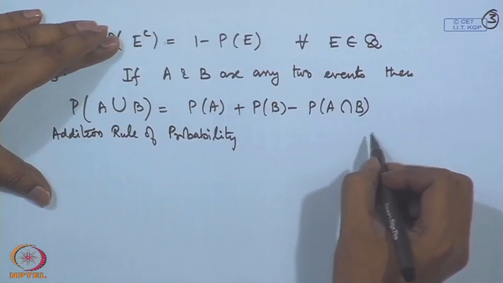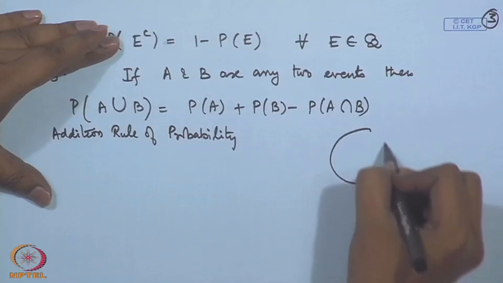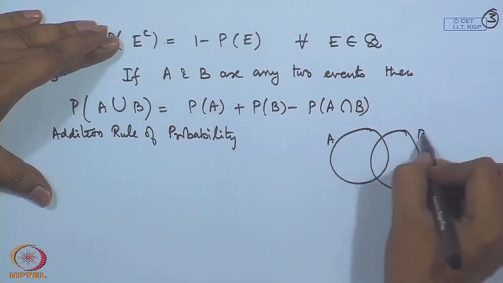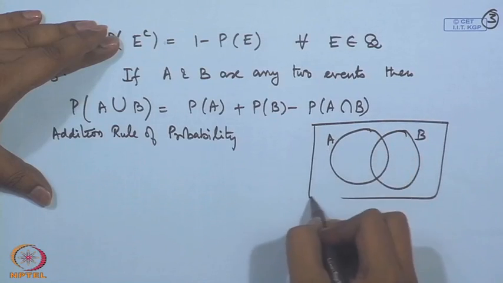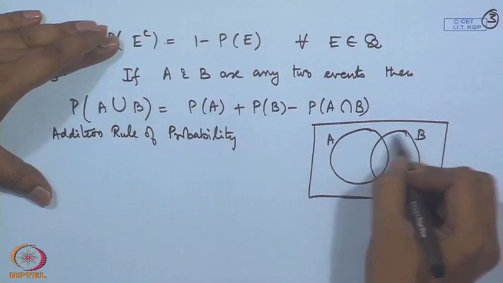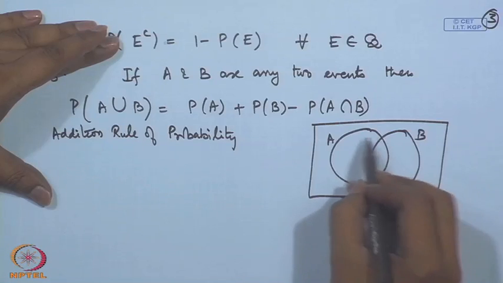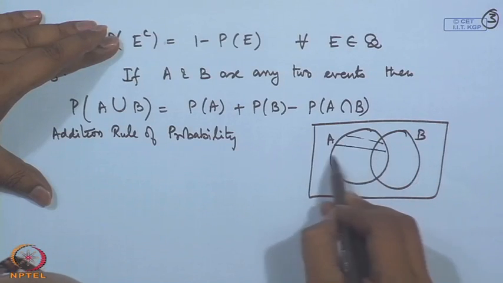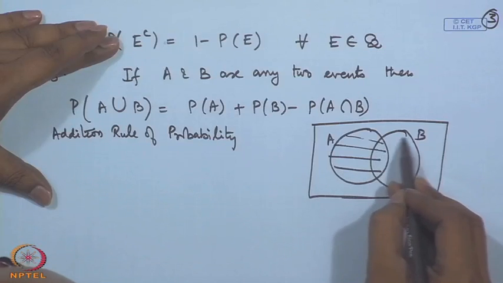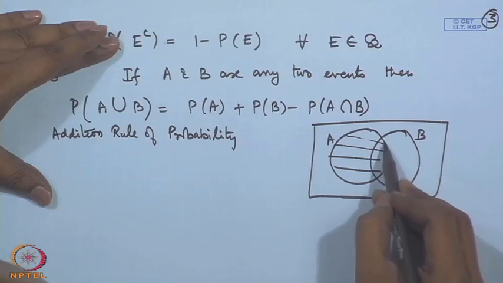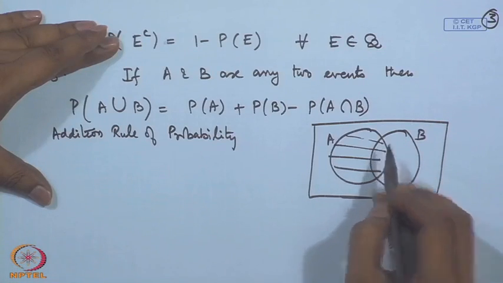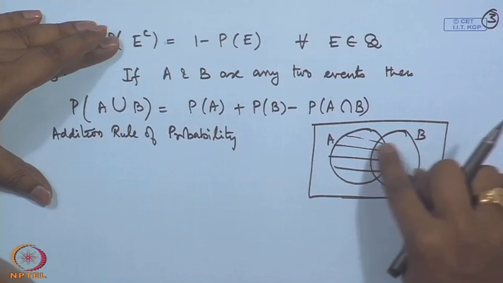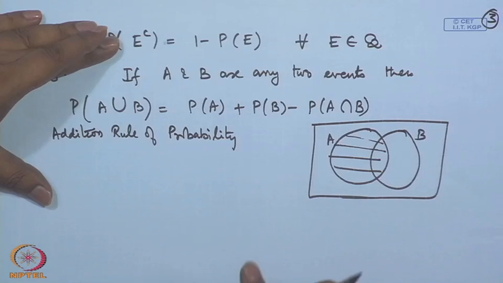The proof is again very simple. You can look at a sketch by using Venn diagrams. Suppose I have A event here and B event here, and if I am looking at A union B, then A union B can be written as A plus this portion of B, which is actually B minus A intersection B. So, the probability of A union B becomes probability of A plus probability of B minus probability of A intersection B.